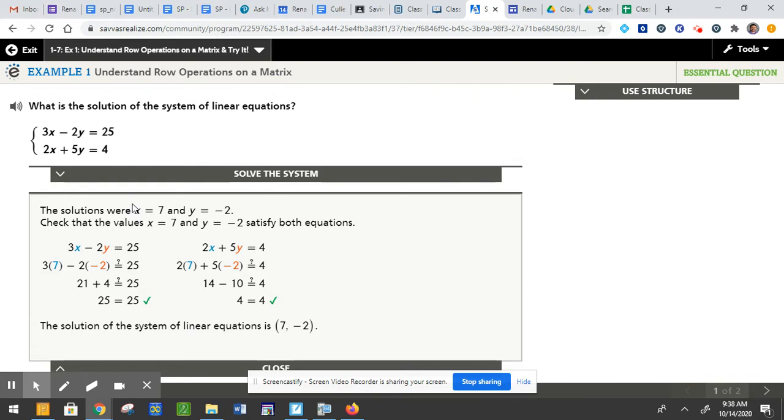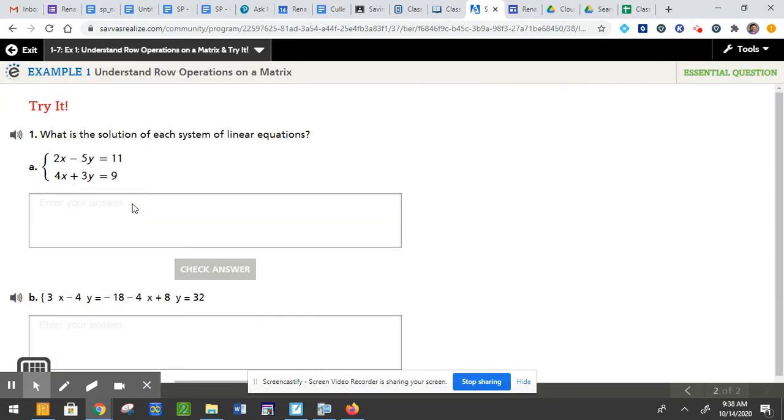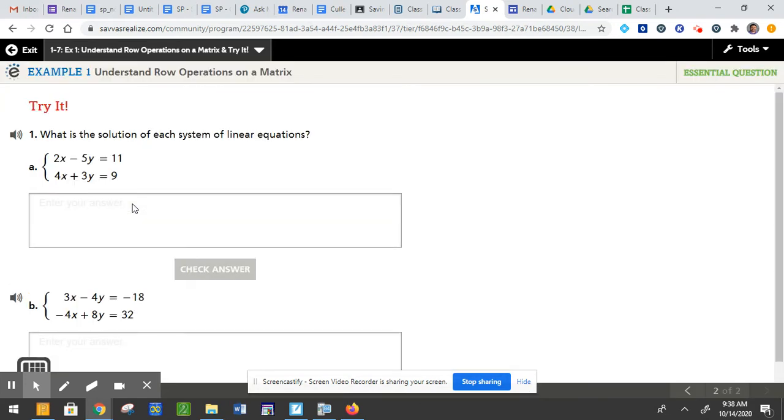Let's try this on your own. I'll work it out, you pause it, you try to work it out yourself, and then let's see if we match up.